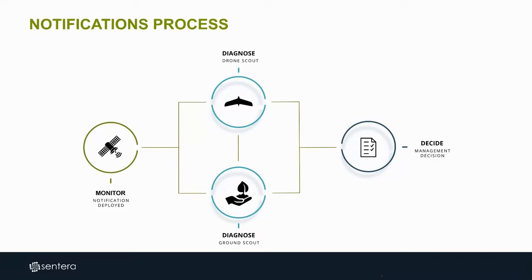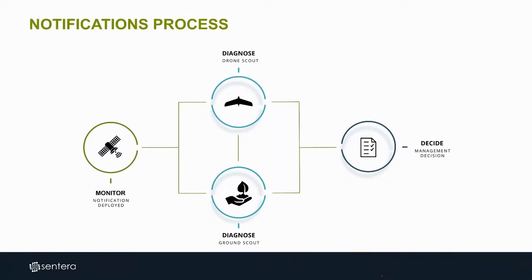How does the notification process work? It's simple. We use all of our monitoring tools, satellite, environmental, soil, and we do a comparative analysis. And we send you that notification. From that notification, you can diagnose via a ground scout. Maybe you're going to deploy someone to go out and perform a drone flight. Think about the value of both.